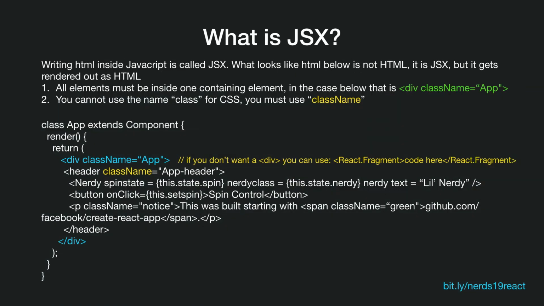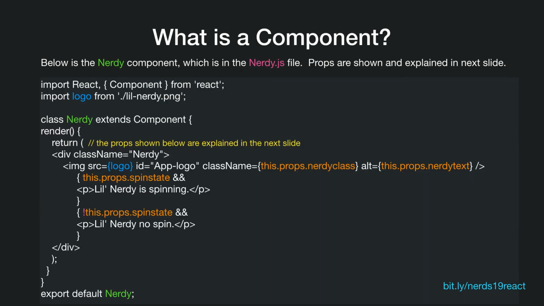So when I come back here, I can use it by referencing props. So it's this.props.nerdyClass is a way I can reference that stuff. The only other thing going on here is just saying if the spinState is true, then print little nerdy is spinning. If it's false, print little nerdy is no spin. So that's my child component.